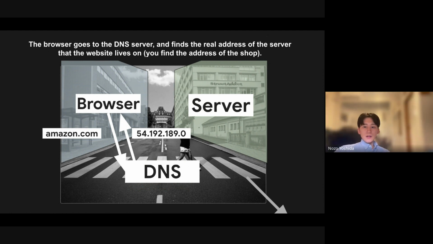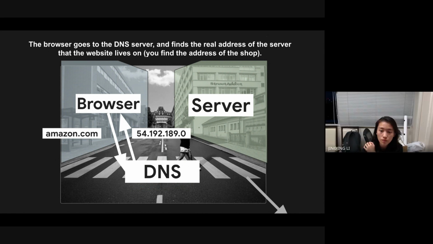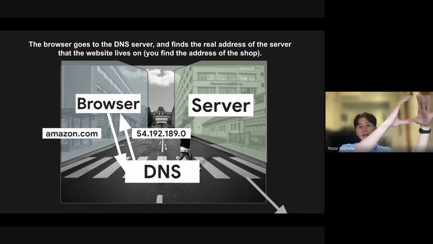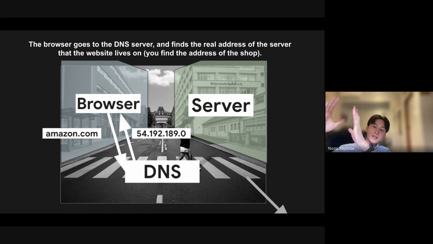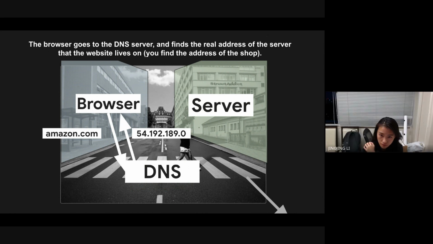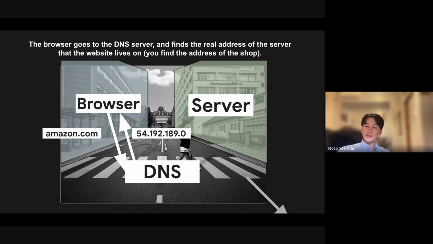This is the corresponding table, one by one. On this side, you can see the name of the website, like google.com, amazon.com, and so on. And corresponding to it on this side, you can see the IP address. An IP address is the address on the internet.